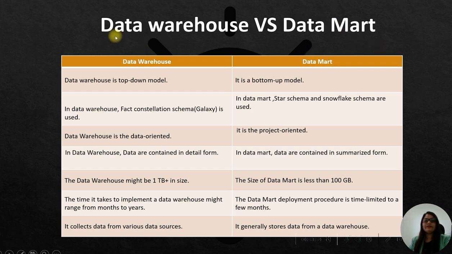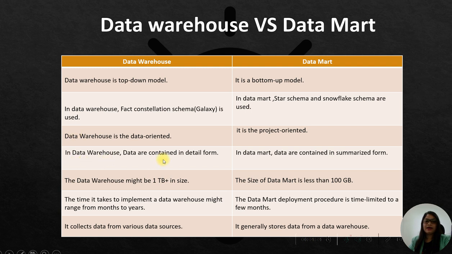So this is also a common interview question. What is the difference between the data warehouse and the data mart? The data warehouse is the top down model and the data mart is the bottom up model. In the data warehouse, fact constellation schema, which means galaxy schema, can be used, but in the data mart we are using the star schema and snowflake schema. The data warehouse is data oriented, but the data mart is project oriented.